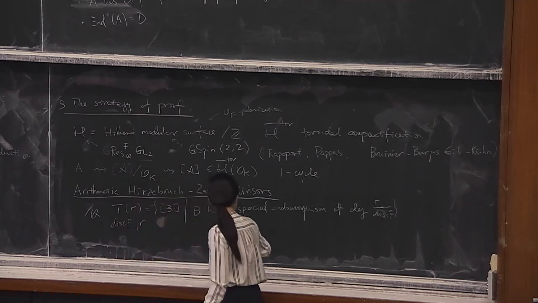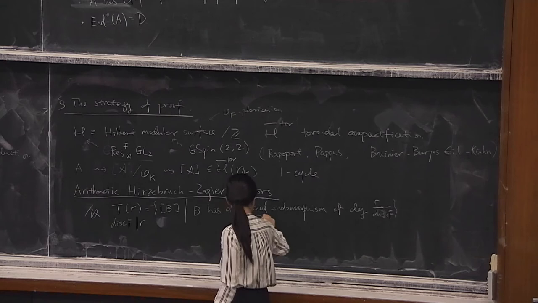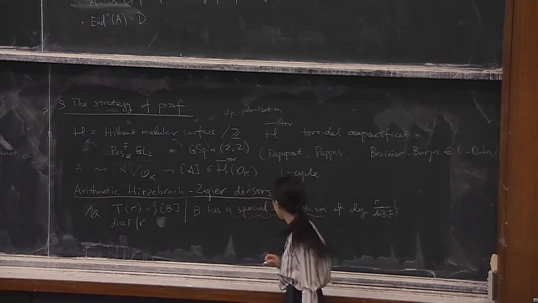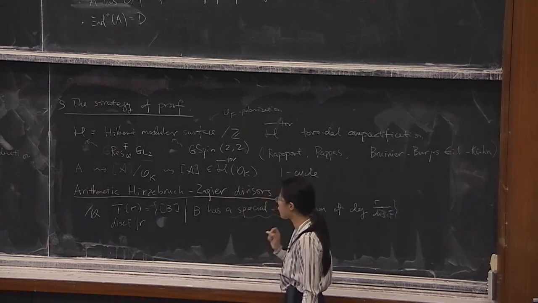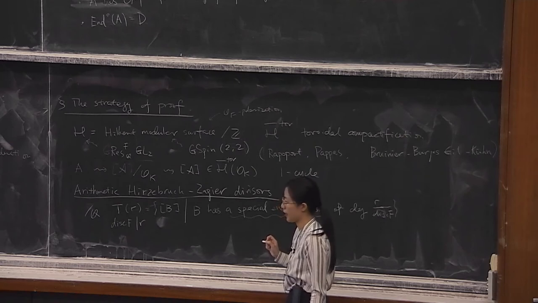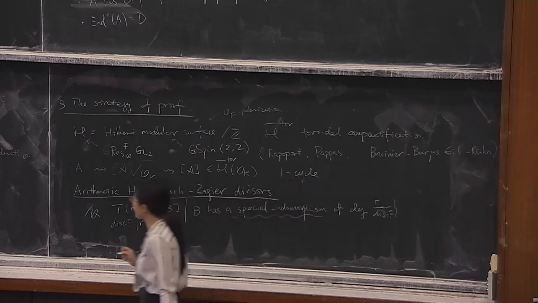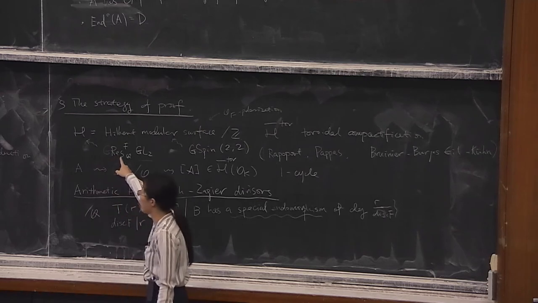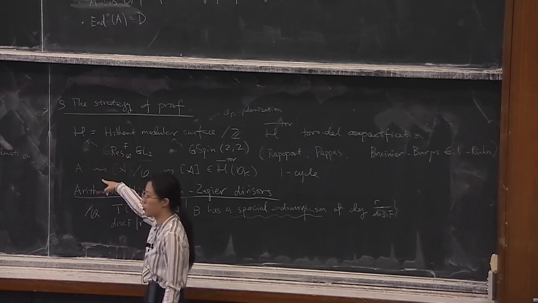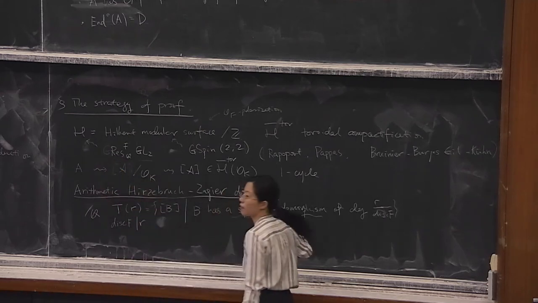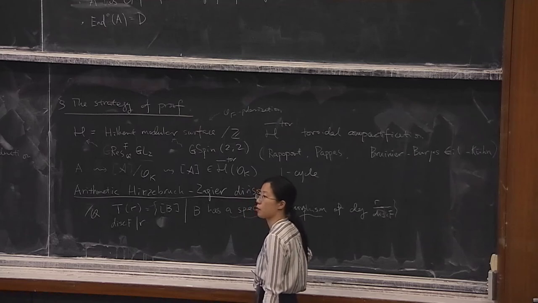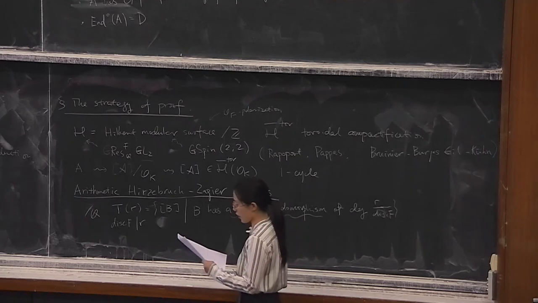So by special endomorphism, one way to view it, before I actually give you the definition again, is that it gives you an extra element in the narrow Picard lattice. So for everything inside the Hilbert modular surface, the narrow Picard lattice of this abelian surface has rank 2. But once you are on a special divisor, the narrow Picard lattice has rank 3. So what are special endomorphisms?